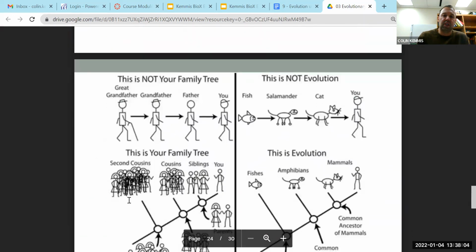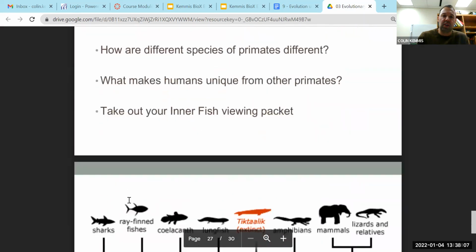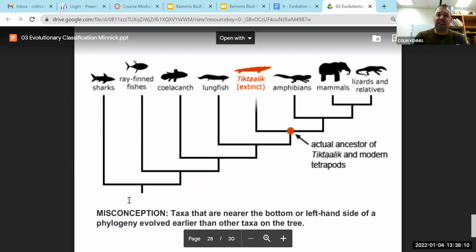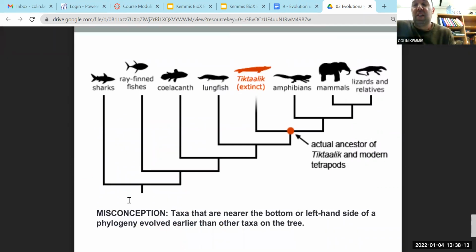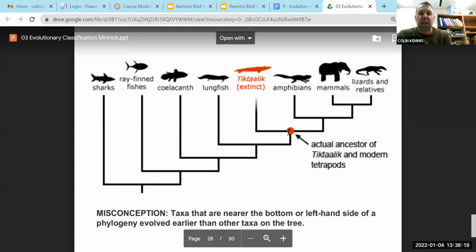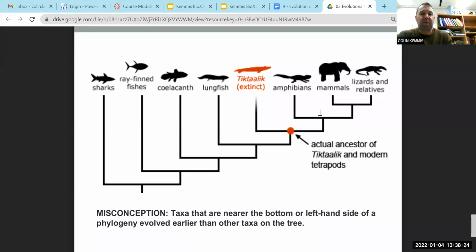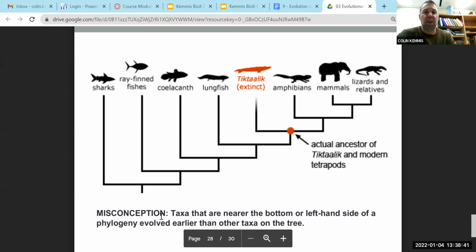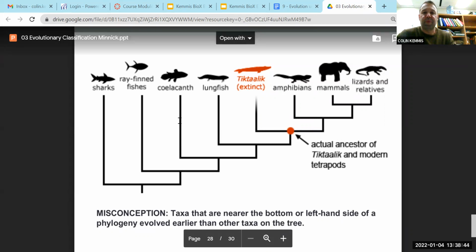And I think there's one more thing I wanted to show you down here. Tiktaalik, that we saw in Inner Fish. Here you can see this ancient ancestor of Tiktaalik and all modern land animals. And I do like this misconception down here: taxa that are near the bottom of the left-hand side evolved earlier than those. Not necessarily so. What it does say is when they had a common ancestor. Things could definitely evolve afterwards. There could be splits up here as well.